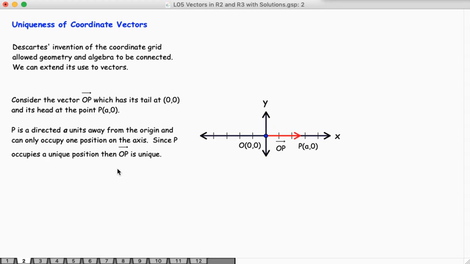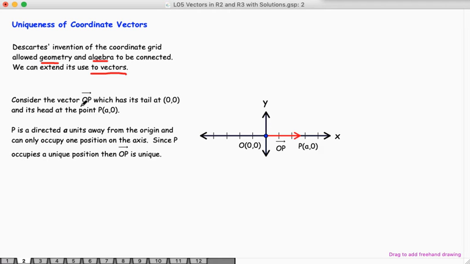So thinking about the uniqueness of coordinate vectors. Descartes' invention of the coordinate grid allowed geometry and algebra to be connected to each other, right? Think of the equation of a line. They were solving linear equations, but had no idea what they looked like until Descartes invented his grid. Same with quadratic equations. They were solved, but they had no idea what they looked like. So the key when that was invented is we could now connect geometry and algebra. Now we can extend this use to vectors. We have geometric vectors. Now we're going to look at algebraic vectors.